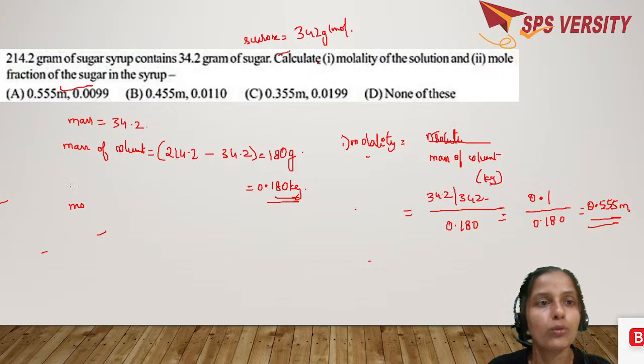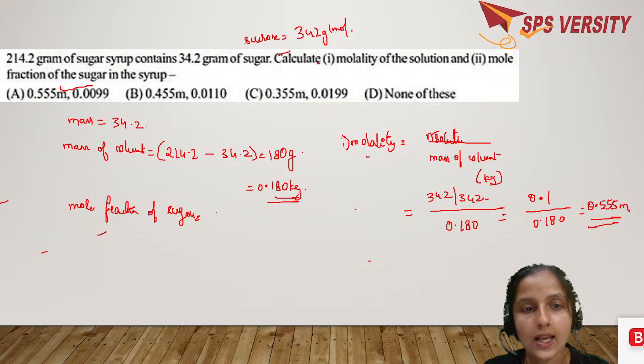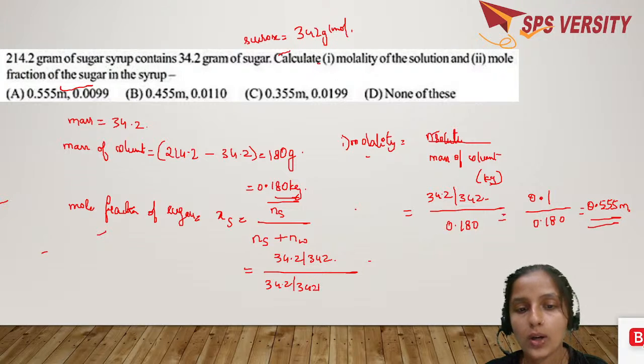Now what do you have to find out? Mole fraction of sugar. Mole fraction of sugar, that's XS, is equal to the number of moles of sugar divided by the number of moles of sugar plus the number of moles of water. Number of moles of sugar is mass over molar mass, 34.2 over 342, plus the number of moles of water, which is equal to mass over molar mass. So how do you get it?